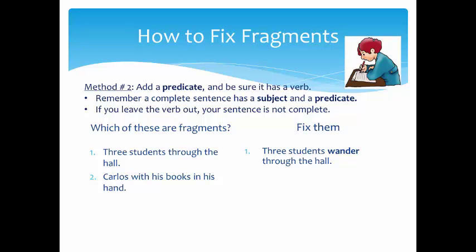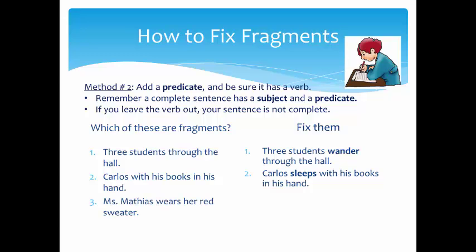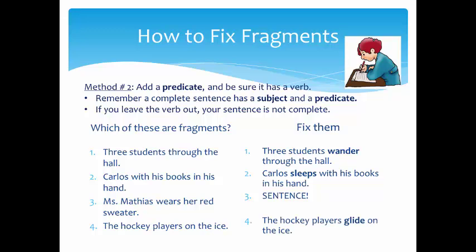Number 2, Carlos with his books in his hand. Again, this is a fragment, but you could fix it by saying Carlos sleeps with his books in his hand. Number 3, Miss Matthias wears her red sweater. This is a sentence. It has a subject, a predicate, and is a complete thought. Number 4, the hockey players on the ice. Again, this is a fragment as the predicate is missing. To fix this, you could say the hockey players glide on the ice.